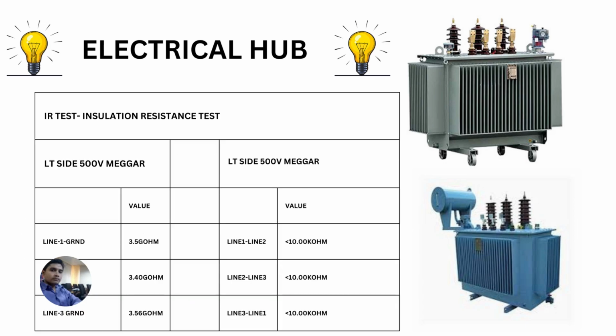We conduct the insulation resistance test with respect to one terminal and ground. We will also conduct it with respect to one terminal and the other terminal. But mostly in a delta or star connection, it is shorted. So it will be 0, or depending upon the meter, it can show less than 10 kilo ohm.